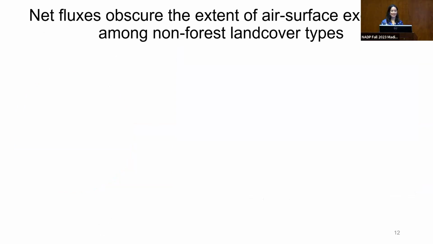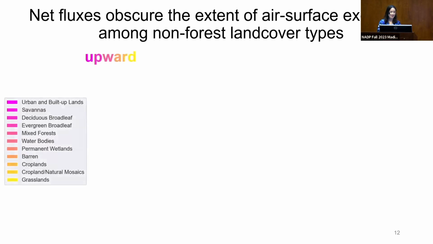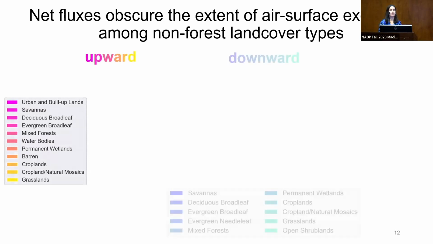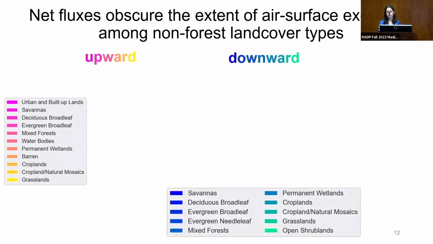Okay, but if we look at it that way, we're missing part of the value of using a bidirectional model. I just want to highlight that if you look only at the net fluxes, you're missing some of the interesting information going on behind the scenes in terms of the evasive fluxes among the non-forested land cover types. So I'm just going to orient you to the slide really quick. I'm going to represent upward or emissive fluxes using warmer colors, and net downward or depositional fluxes using cool colors. And I'm going to look at this for the different pathways that contribute to deposition.